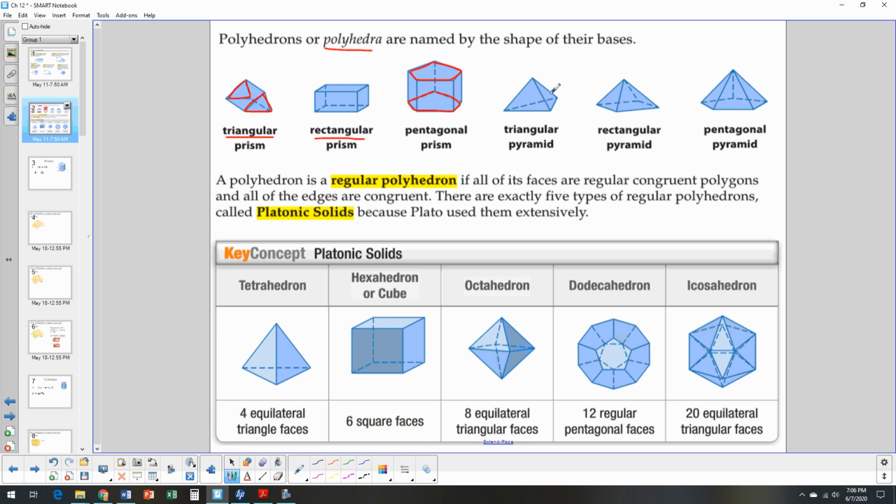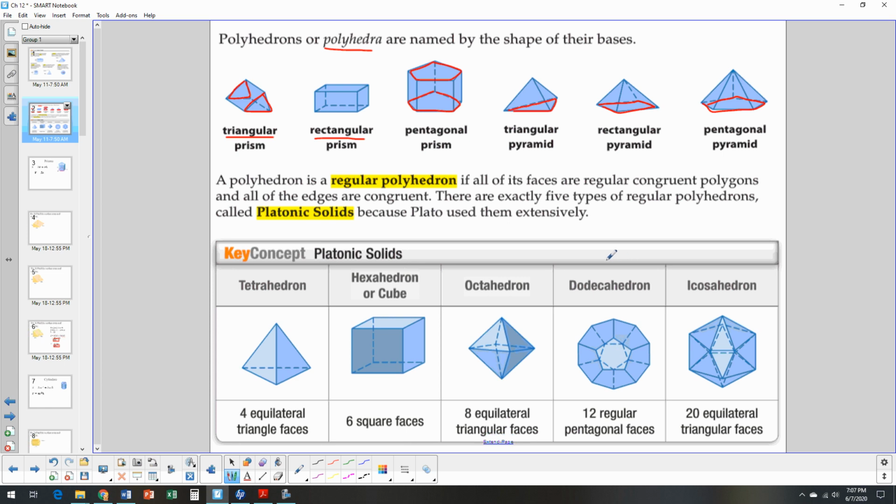If there's a pyramid, again, we're going to name it by the base. If it's all triangles, that's going to make it a triangular pyramid. We're not going to really deal with many of those. We're mostly going to deal with rectangular or square pyramids, and there's also any other polygon can be the base. This is not really super important to know.